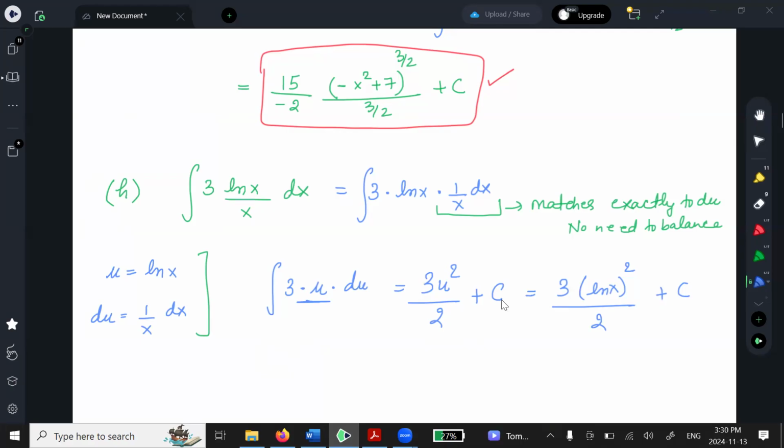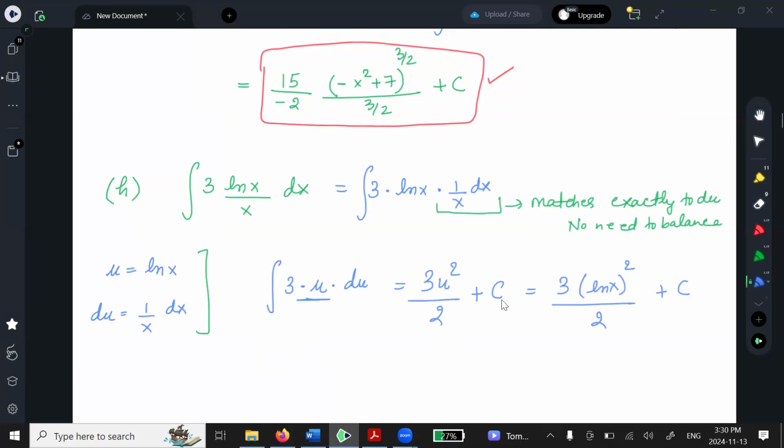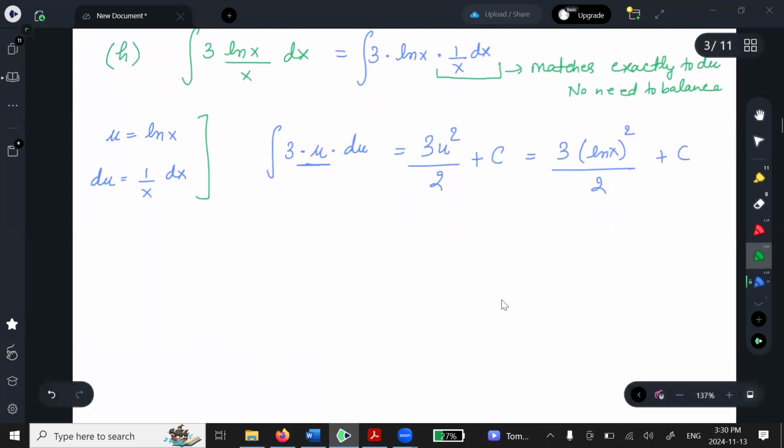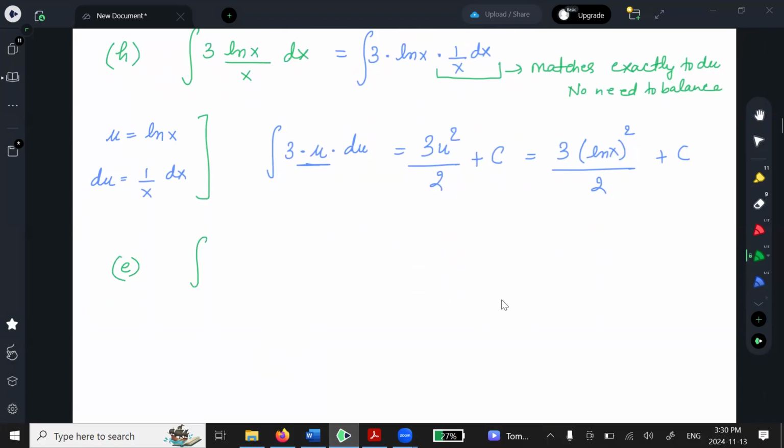All good here? Let's do one more example so that you have more practice because the next section is just application part. I'm doing number E on the list, which is x square plus 1 to the power 10 dx. This is number E on 13.2.